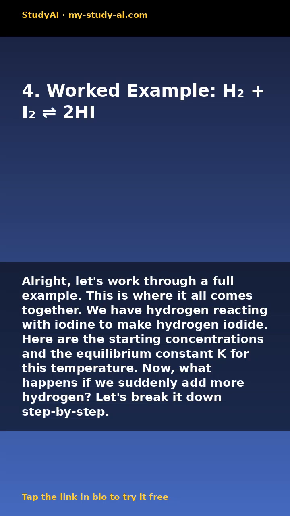All right, let's work through a full example. This is where it all comes together. We have hydrogen reacting with iodine to make hydrogen iodide. Here are the starting concentrations and the equilibrium constant K for this temperature. Now, what happens if we suddenly add more hydrogen? Let's break it down step by step.